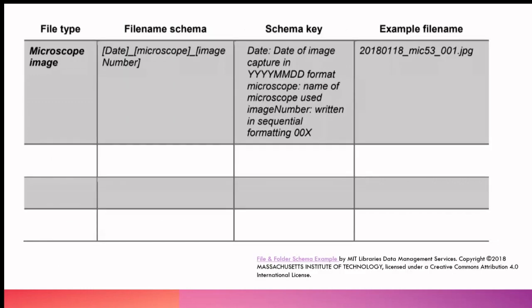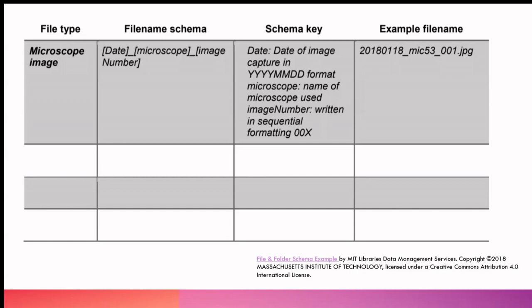So let's say you have a file naming convention, a schema that you came up with in your lab. You could put it in a table like this. You would list all the file types you collect. So this has microscope image, but you could have CSV files, Word documents, MRI imaging, whatever images you might be collecting. You'd have a long list of it. And then you would have the schema itself, which is the parts of the file name conceptually. You have date, you have microscope, you have image number. Then you have a key for that. What do you mean by date? You mean it's in this specific format. What do you mean by microscope? It means the name of the microscope or the number of the microscope, or whatever it's called.